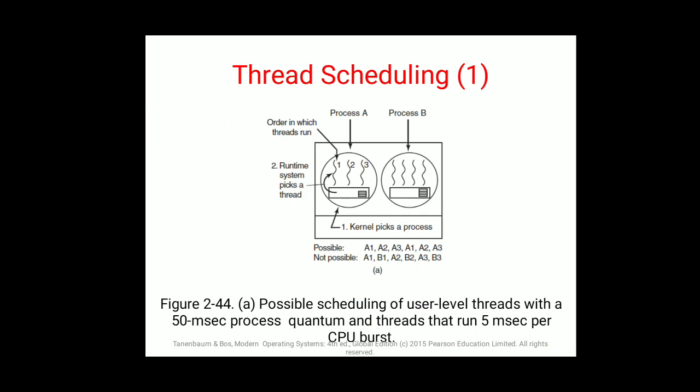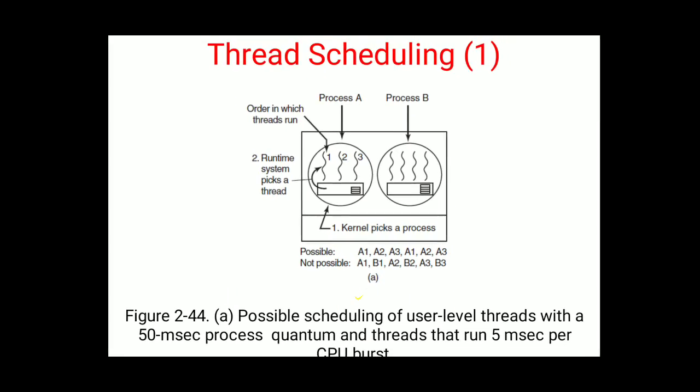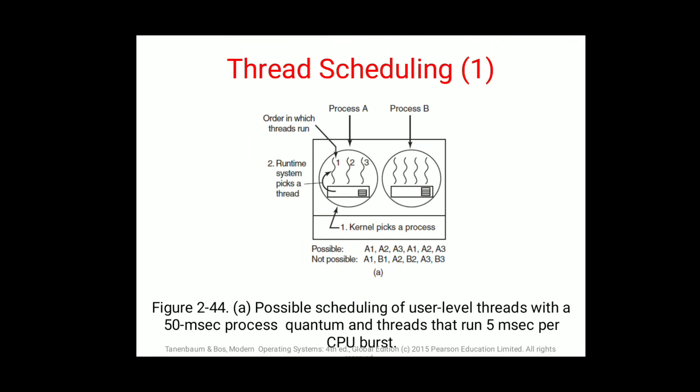When we talk about scheduling of threads, there are two possibilities: n number of processes working as one thread, or one process working as one thread, as we had learnt earlier in the thread module. But now, as it is a scheduling process with threads, the criteria can be user level threads, a 50 microsecond process quantum, and threads that run 5 microseconds per quantum CPU burst.